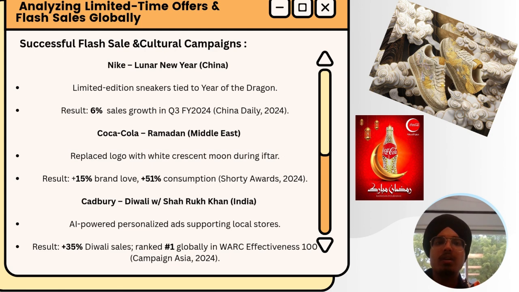But the gold medal goes to Cadbury India. They used AI to create hyper-local Diwali ads with Shah Rukh Khan's voice promoting the nearby stores which sell their products. It felt so personal. It felt like the festival, and it skyrocketed their sales.